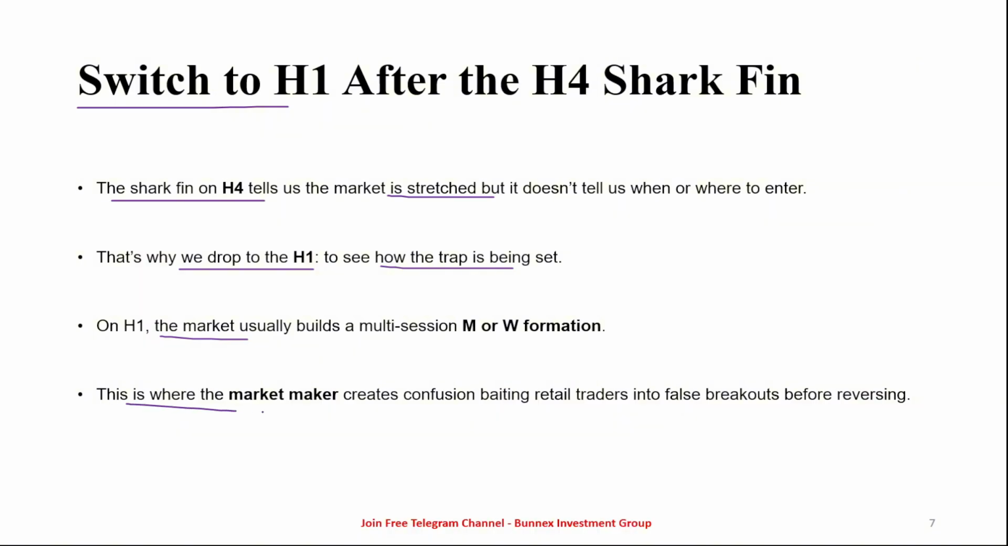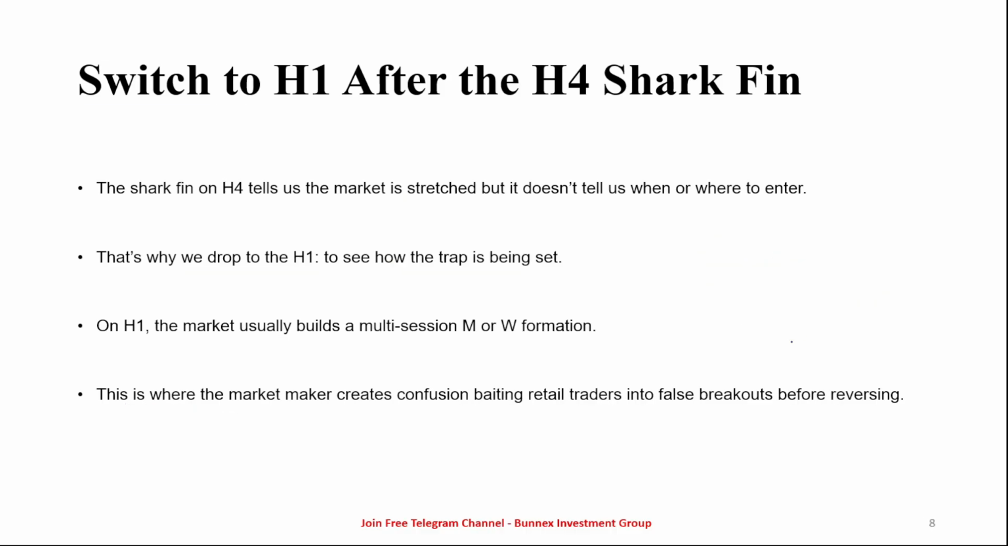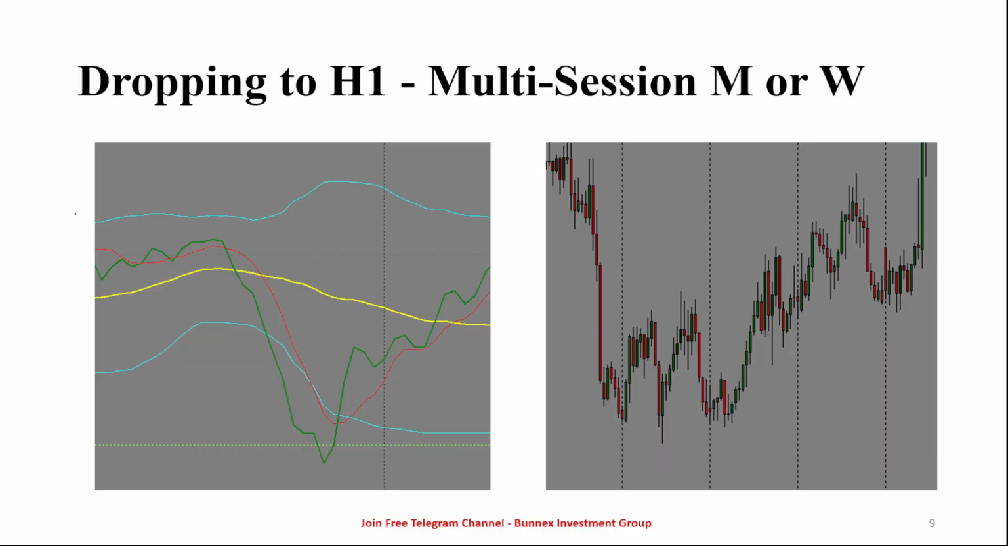So this is where the market maker creates confusion, baiting retail traders into false breakouts before reversing, right? So in that particular instance, we are saying on the H4, we have a shark fin that has been seen like this. Then on the H1 time frame, within that particular point, we will expect to see a W pattern, which is also another baiting move, right? So this is how it looks like.